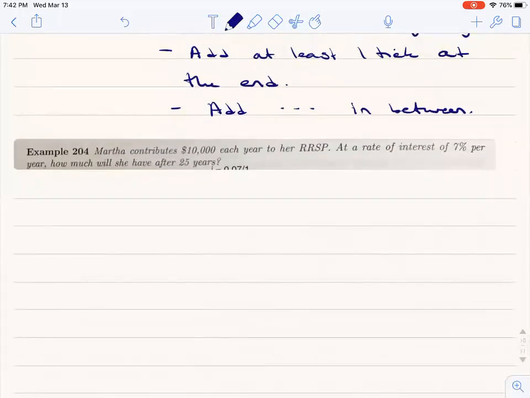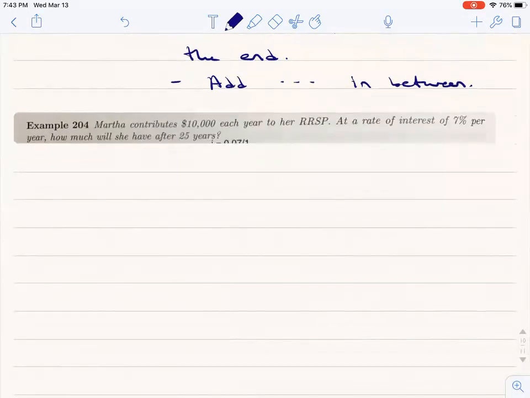Martha contributes $10,000 each year to her RRSP. At a rate of interest of 7% per year, how much will she have after 25 years? Right. So every year she's putting in $10,000 and it's going to grow at 7% per year.